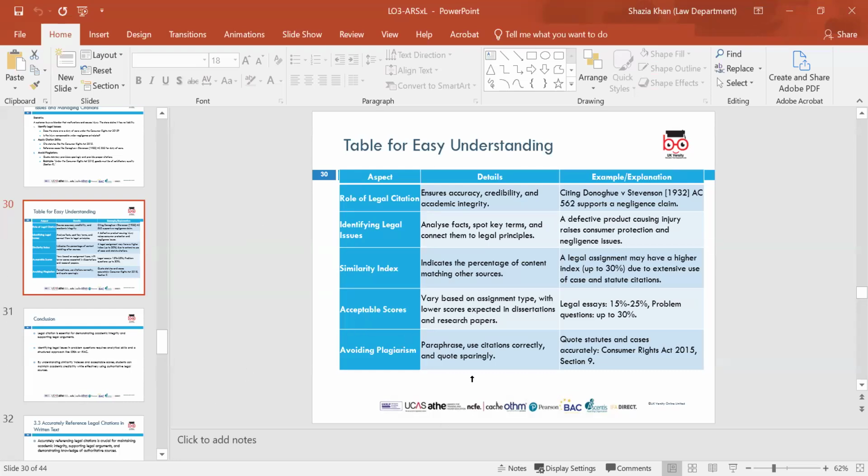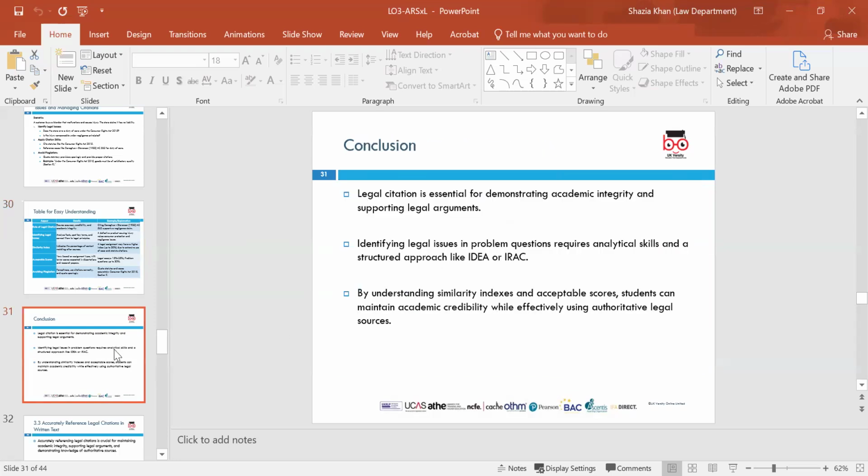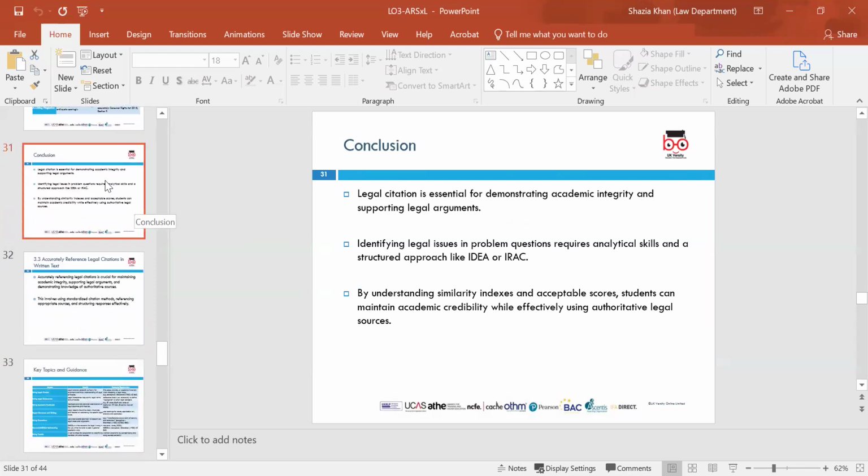Avoiding plagiarism: paraphrase, use citations correctly, quote sparingly, and quote statutes and cases accurately. Consumer Rights Act 2015, section 9. In conclusion, legal citation is essential for demonstrating academic integrity and supporting legal arguments. Identifying legal issues in problem questions requires an analytical and structured approach like IDEA or IRAC. By understanding similarity indexes and acceptable scores, students can maintain academic credibility while effectively using authoritative legal sources.